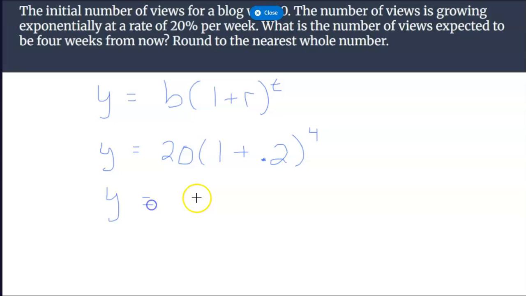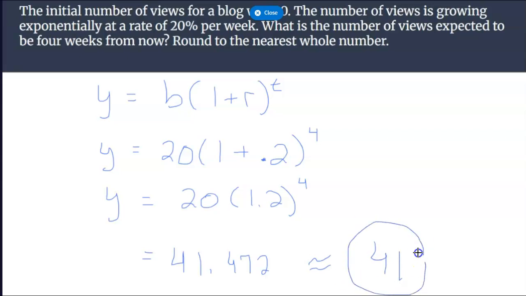All right, and then putting this into a calculator, 20 times 1.2 raised to the fourth power is 41.472. That can round to 41. So we'll have 41 views after 4 weeks.